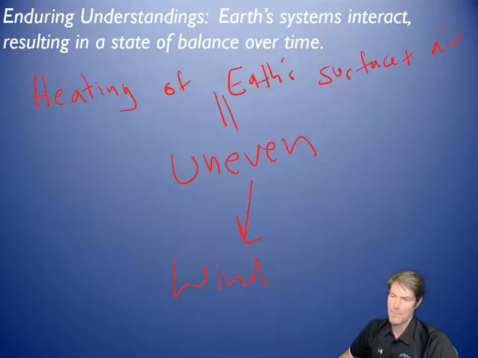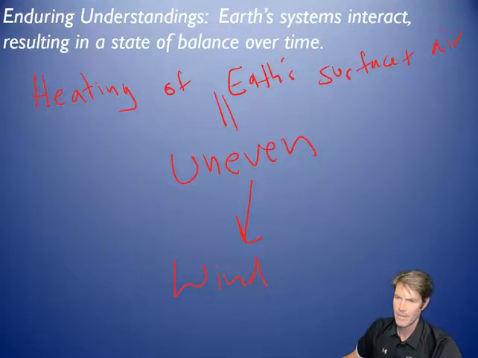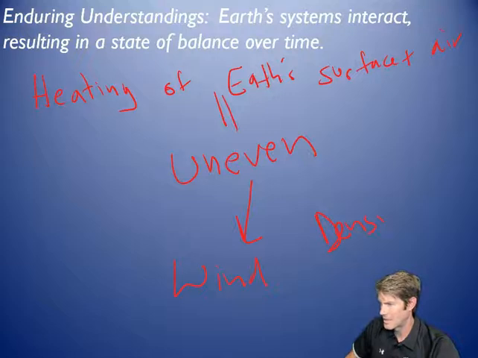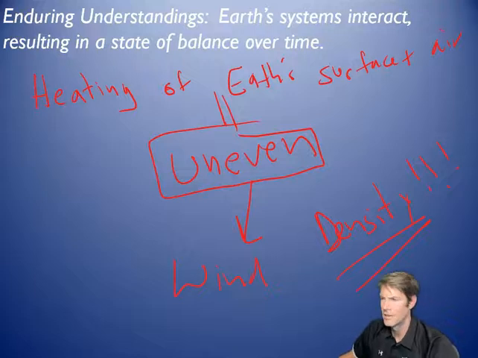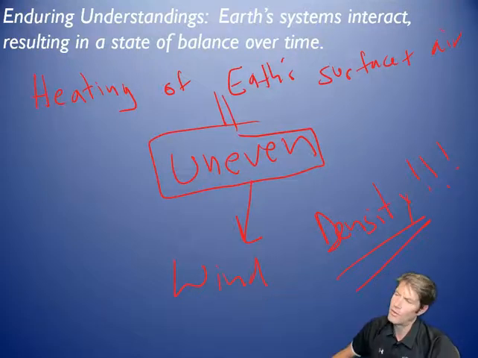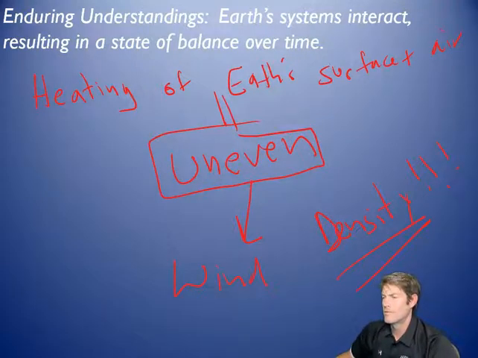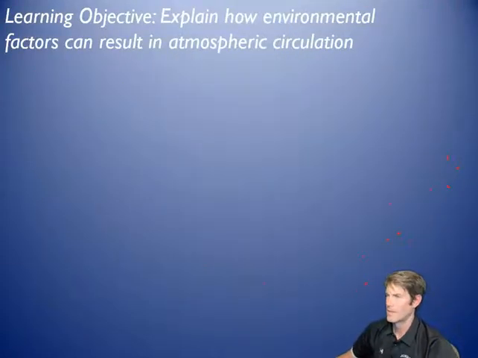And just that balancing out of density that you've learned about before, we'll get into that shortly. But let me write that in: density. It's all about density and uneven heating. You also have to think about the Earth's spinning. We know that Earth is at an angle. We know that the surface is not being heated up equally.